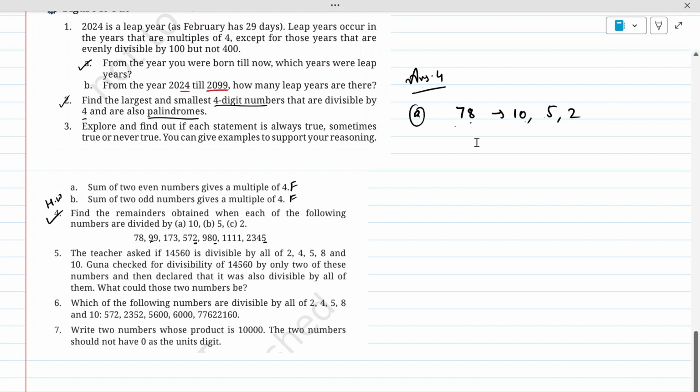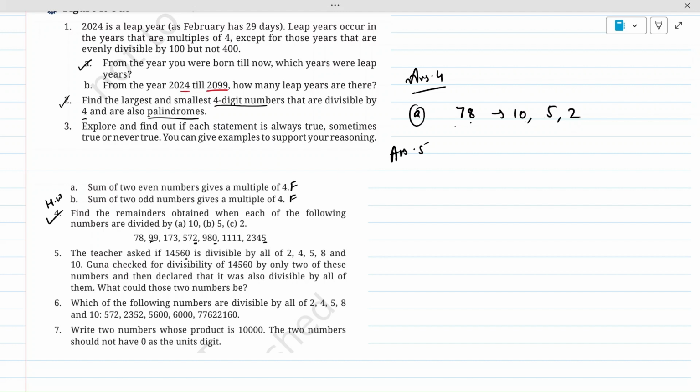Next, question number 5 we have here is, the teacher asked if 14560 is divisible by all these numbers. Guna checked for divisibility of 14560 by only 2 of these numbers and then declared that it was divisible by all of them. What could those two numbers be? Okay, let's see. So what she has done is she has tried to divide it by two numbers to see if it is divisible by all or not. So what are those two numbers she has chosen here?